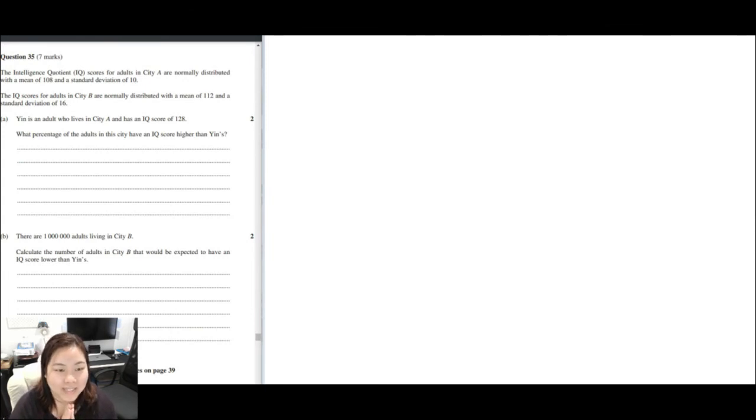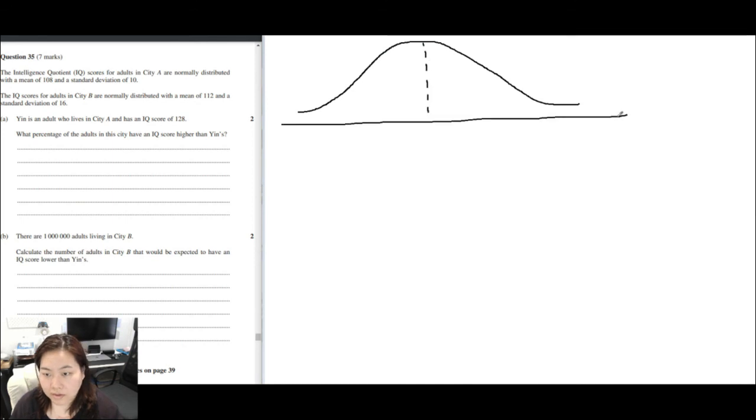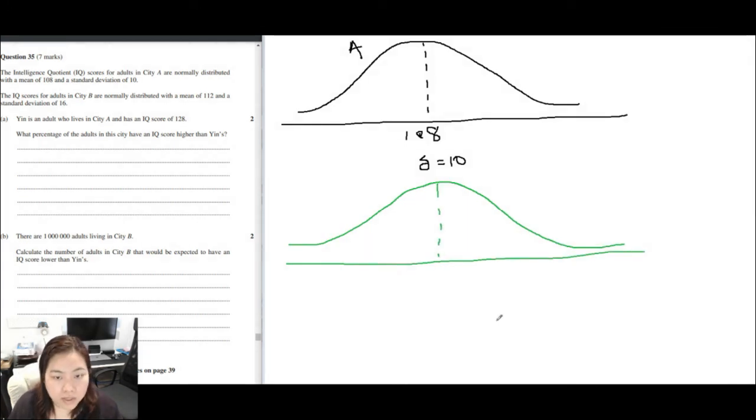Question 35. Exciting! It's almost done. 3 more questions. The intelligence quotient IQ scores for adults in CTA are normally distributed with a mean of 108 and a standard deviation of 10. The IQ scores for CTB has a mean of 112 and a standard deviation of 16. Yin is an adult who lives in CTA and has a high IQ score of 128. What percentage of adults in the city have higher IQ than her?